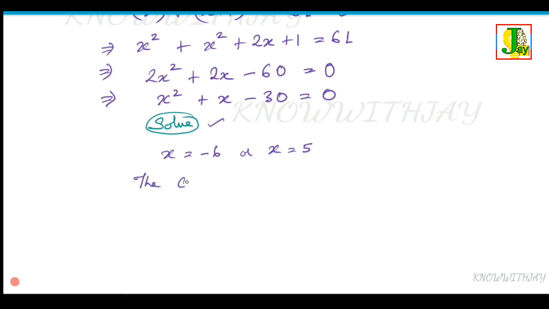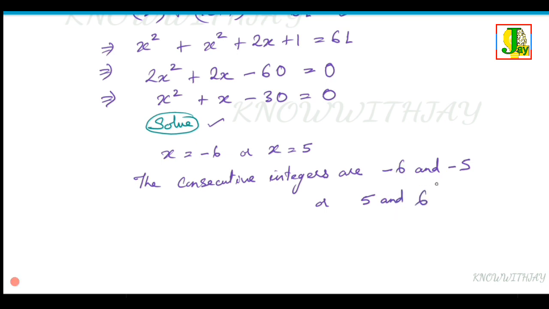So if I take the consecutive integers, they are minus 6 and minus 5, or 5 and 6. If you see, minus 6 square is 36, minus 5 square is 25, so you add it and you get 61. You add the squares of these two also, you get 61.